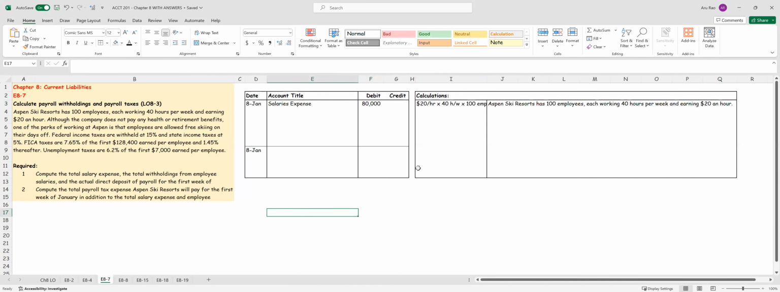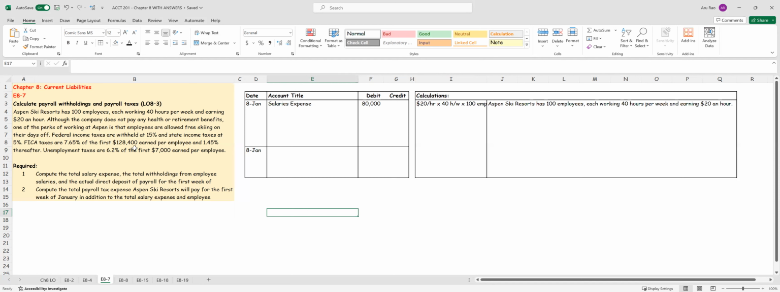This is what I've committed to. I've told my employees, I'll pay you $80,000 per week. This is for 100 employees. If you're looking at per employee, it's 20 times 40, which is $800. $800 per employee for a total of 100 employees gives me $80,000. Now, the reality is I'm not going to give them a check for that entire $800 for each of them. And why not? Because let's start out.